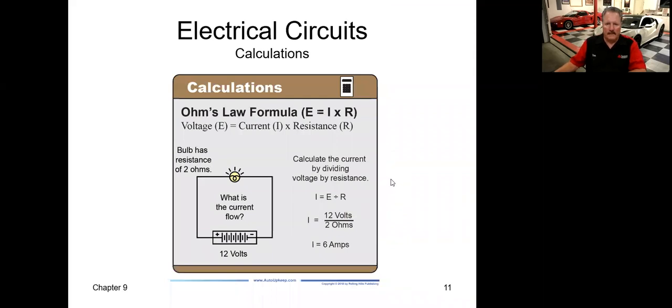So, for example, what is the current? Well, if we know the voltage is 12 volts and we know that this resistance is 2 ohms, we divide the 12 volts by 2 ohms, and that gives us our 6 amps. We're not going to be digging into this too deeply. It's just a brief overview of what Ohm's law is for you.